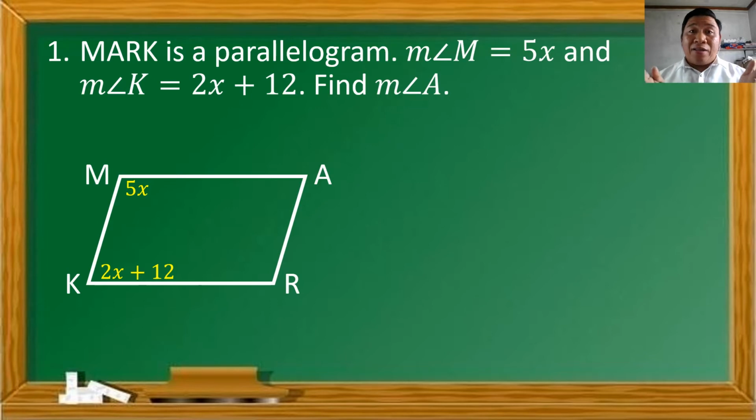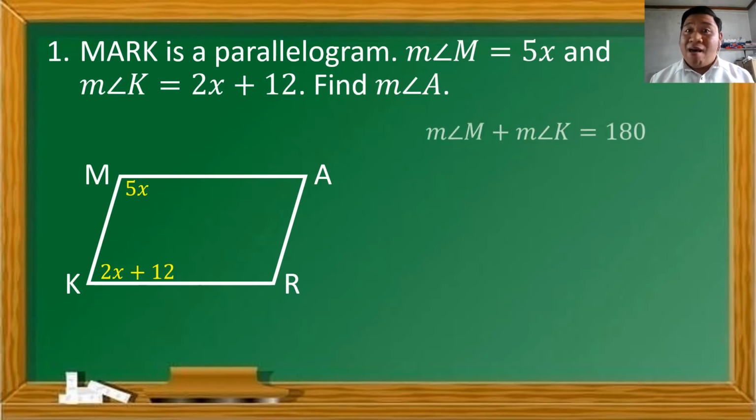Alright? So, remember, this is a parallelogram. Okay? Ano ba ang relationship ni angle M kay angle K? Kasi sila lang yung angles na may binigay na information, di ba? So, ngayon, kailangan alamin muna natin ano yung relationship ni angle M kay angle K. Okay, that angle M and angle K are consecutive angles. Ano ba ang sinasabi ng properties ng parallelogram regarding consecutive angles? That, in a parallelogram, consecutive angles are supplementary. Ano nga ulit ang ibig sabihin pag sinabing supplementary? Pag sinabing supplementary, the sum of these angles is equal to 180 degrees.